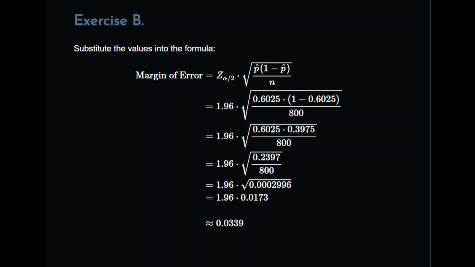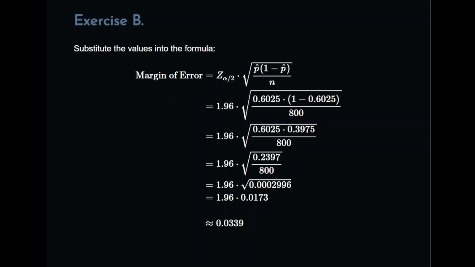A little bit of calculator work. It gets a little bit messy. You have to watch all the zeros. But essentially we end up with the square root of 0.0002296. You will get a lot of decimal places there. You can't really avoid it. Just go to 6 or 7 decimal places. Anyway, a bit of calculator work. We have 0.0173. So we end up with 1.96 times 0.0173, and that is approximately 0.0339.